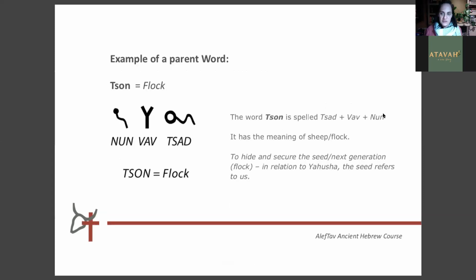An example of a parent word. So the word I chose as an example is the word tzon. And tzon means a flock of sheep, a flock. And it's spelled with a tzad, a vav, and a nun. The word tzon means sheep or flock. And if you look at the pictures, it means to hide and secure the seed or the next generation. And again, that in relation to Yeshua refers to us. We are the next generation, and he protects us because we carry his seed. Again, it relates to our topic for later tonight.